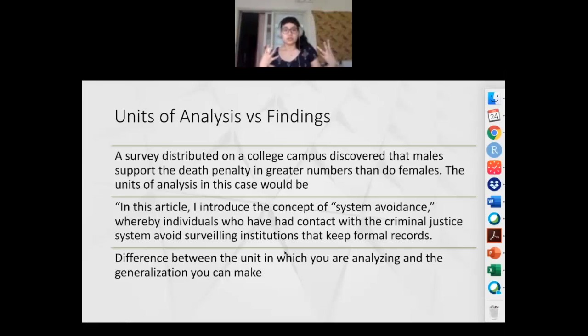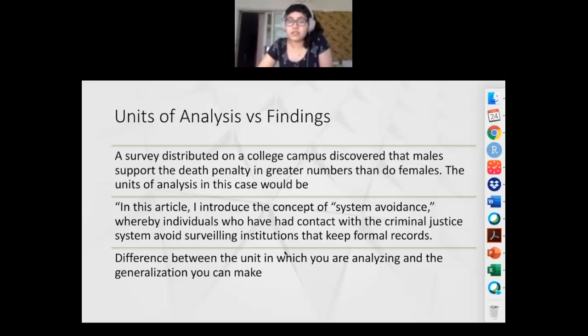And I want to make a distinction when we're talking about units of analysis versus findings. Oftentimes our units of analysis are smaller, how we're analyzing the data is smaller, and our findings, especially if we're working within probability sampling, can be about broader, higher order variables.